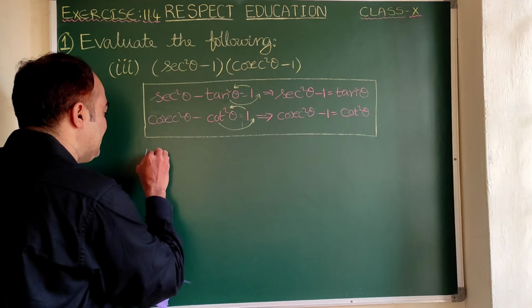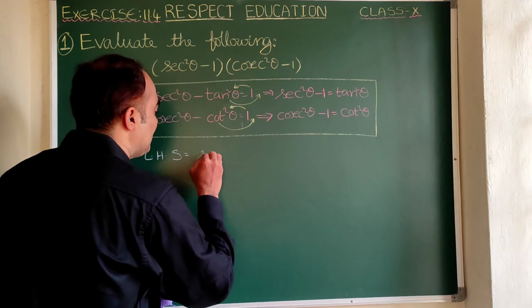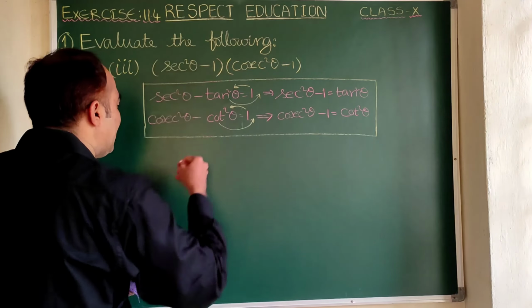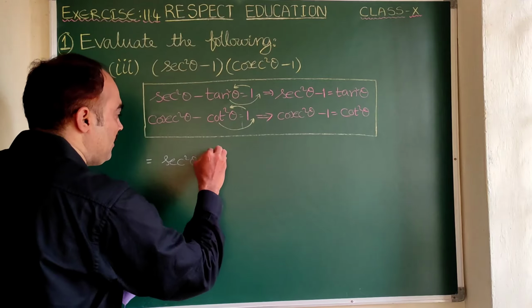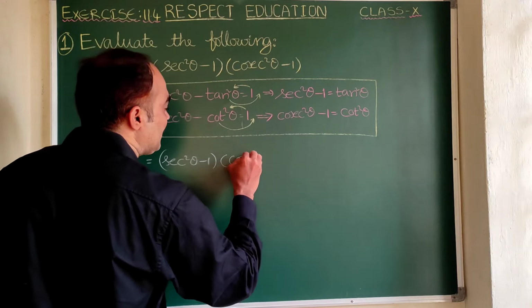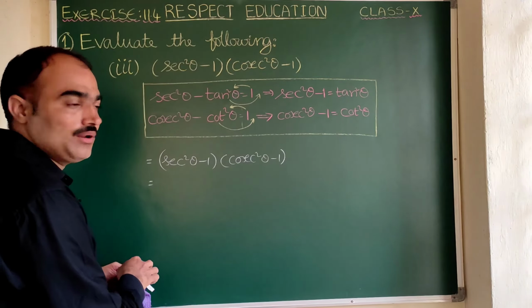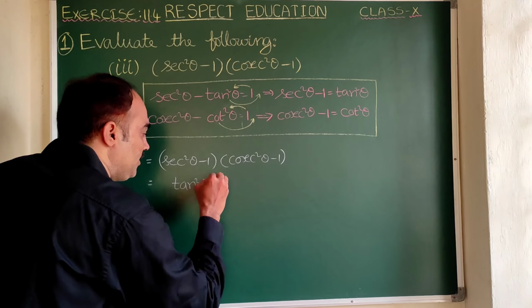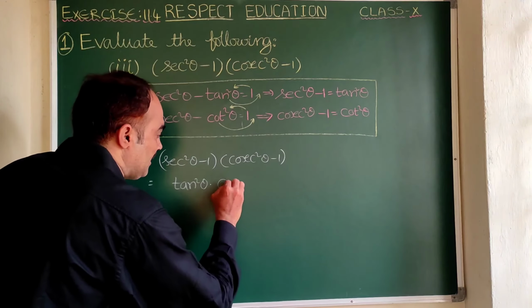So let us take LHS. LHS means you can copy the given question. Sorry, here no LHS because here it is not to be proved. So directly we can take this step now. That is secant square theta minus 1 into cosecant square theta minus 1. From these formulas, what is secant square theta minus 1? Tan square theta. That is tan square theta into what is cosecant square theta minus 1? Cot square theta.